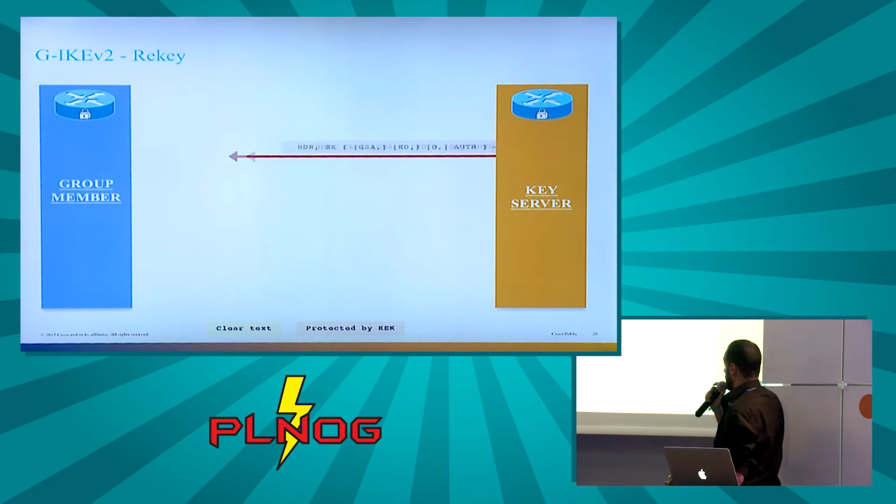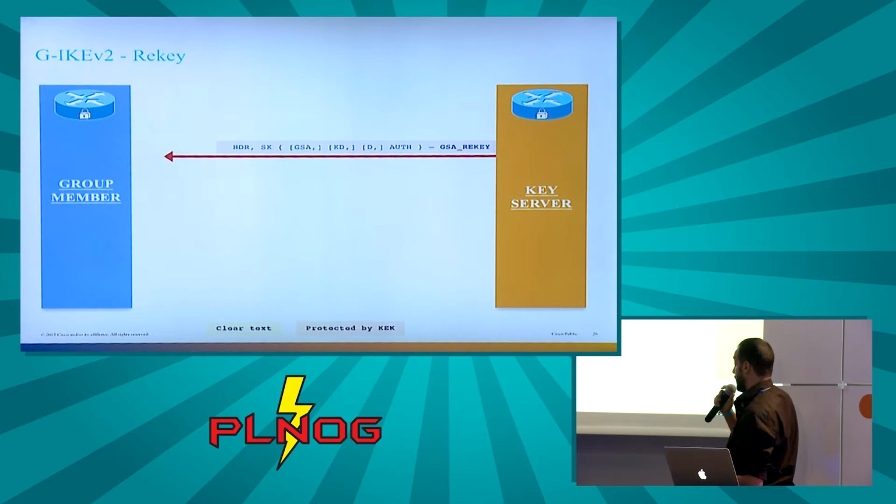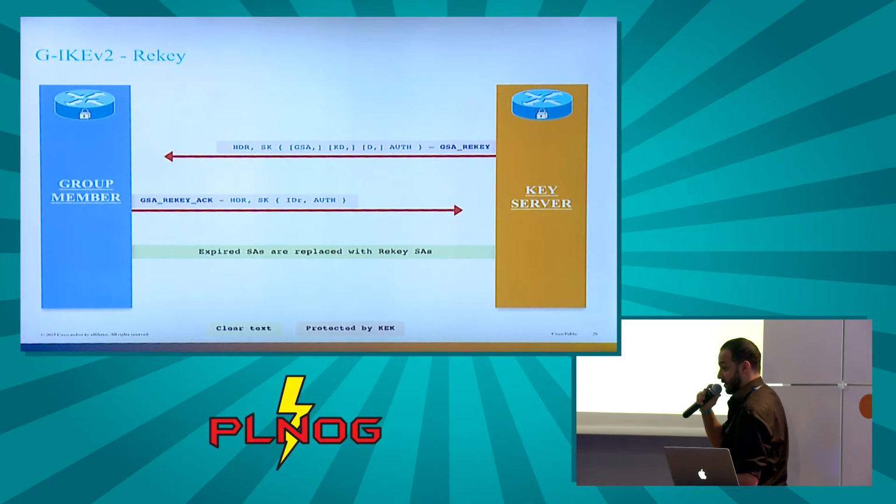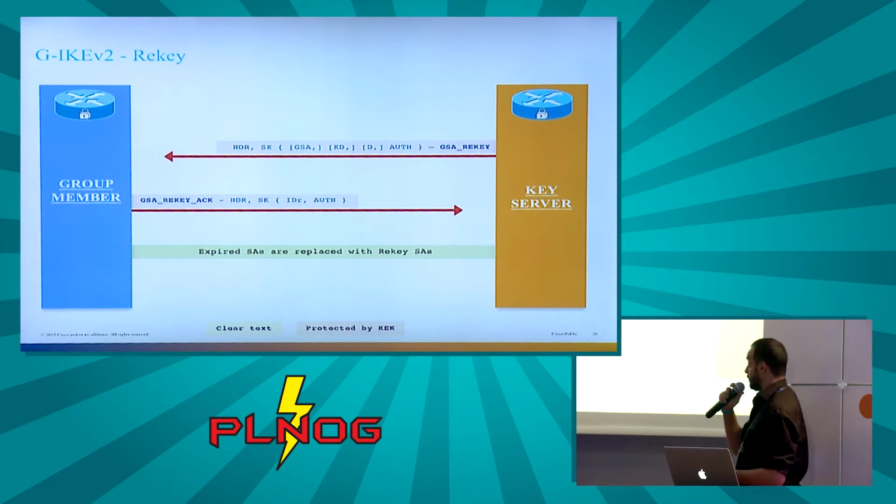The rekey is basically the same. We have 2 types of rekey. Periodically, we will refresh the keying material with a rekey, 1 multicast, and in case of unicast, we will have the acknowledgement from the group members. So basically, it remains the same.